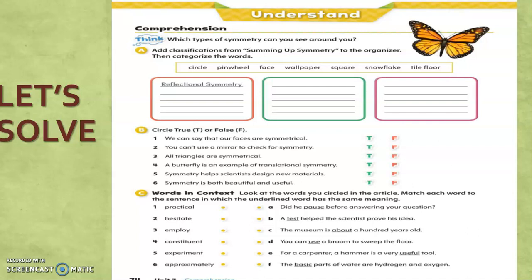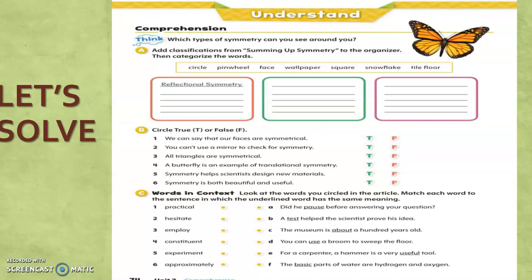So number 3 will be matched with, yes, you can answer. Yes, it will be matched with D. Number 4, constituent. It will be matched with, yes, with number F. The basic parts of water are hydrogen and oxygen. Number 5, experiment. It will be matched with B. Very good. And number 6 will be matched with C.